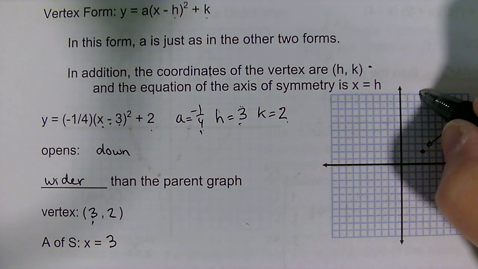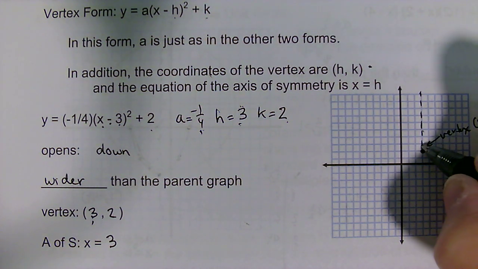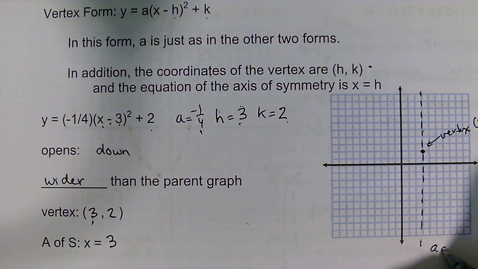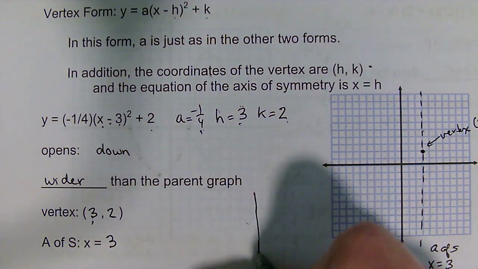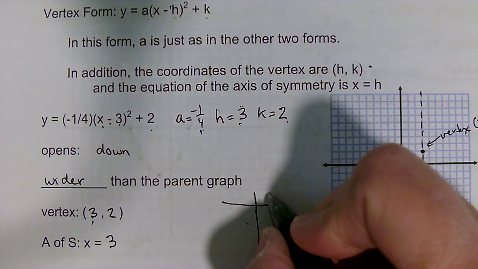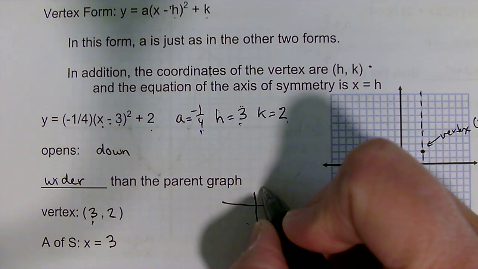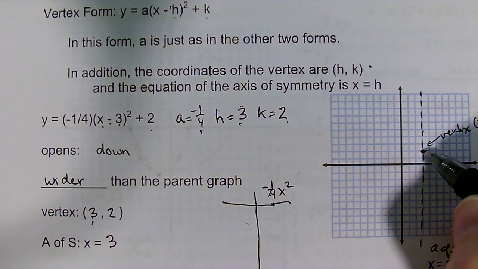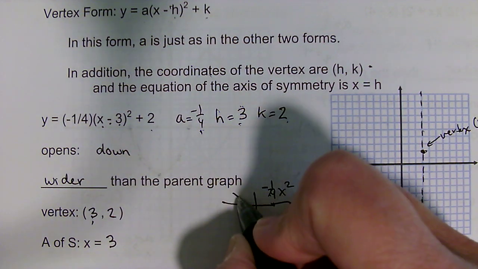I can draw the axis of symmetry. And that's going to be x equals 3. And now I just need to find one other point for this thing. Well, here again, you can use that little trick I showed you. Once you know where the vertex is, you can ignore everything except ax squared. So that would be negative 1/4 x squared, as long as you count from the vertex instead of the origin.